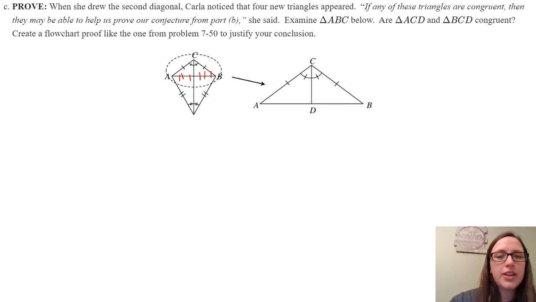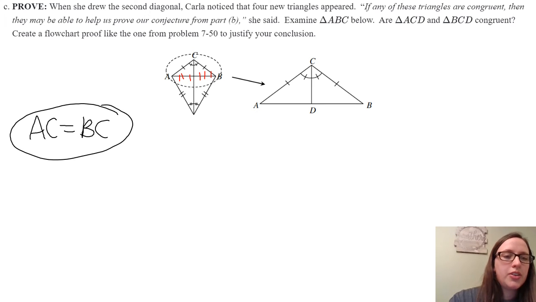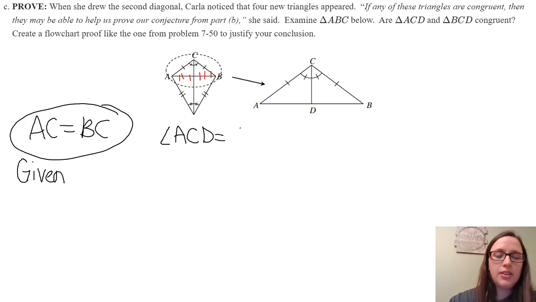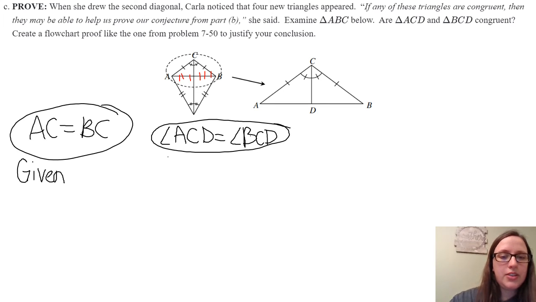So we already know that side AC equals BC. So I'm going to circle that, and underneath for the reason, I'm going to write given. So whenever anything is given to us, we just write that, given. We're also going to write that angle ACD is equal to angle BCD. And again, that is given to us.